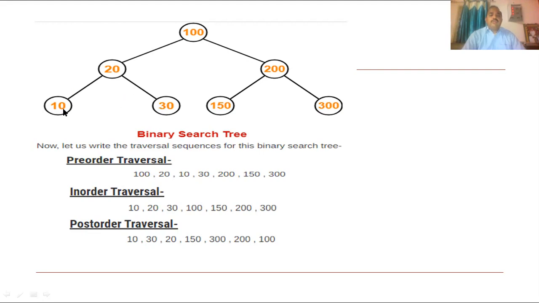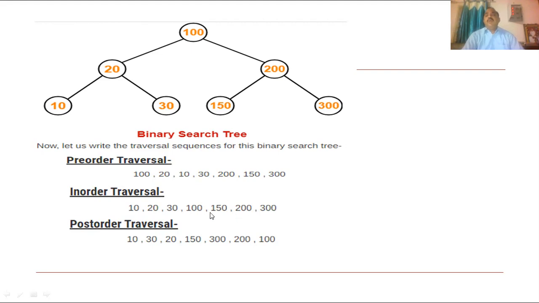Why? Here, left, root, and right. Here 10, 20, 30, 100, 150, 200, 300. So simply, this is the ascending order of elements in in-order binary search tree traversal. Take the in-order traversal, all the elements are displayed in ascending order, from low to high. Okay, this is ascending order.